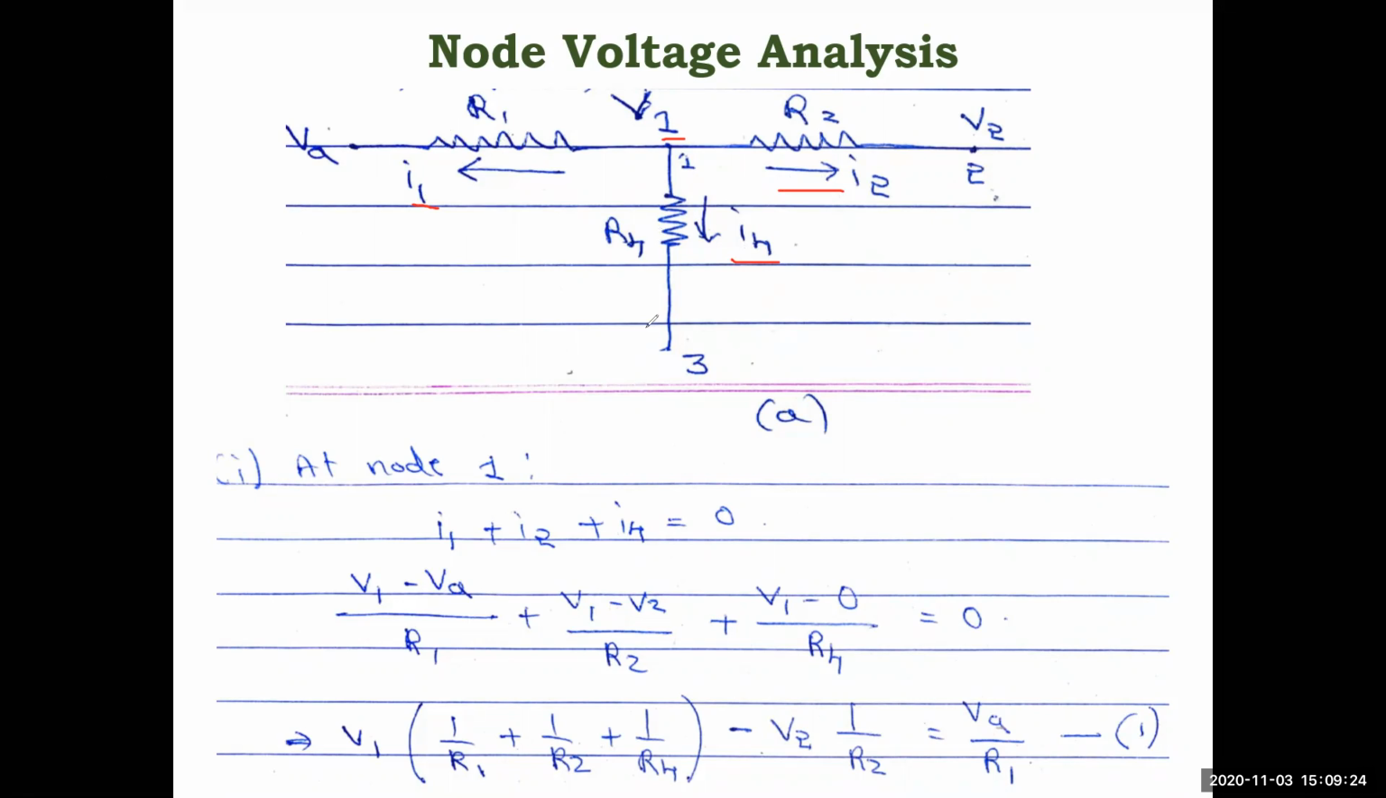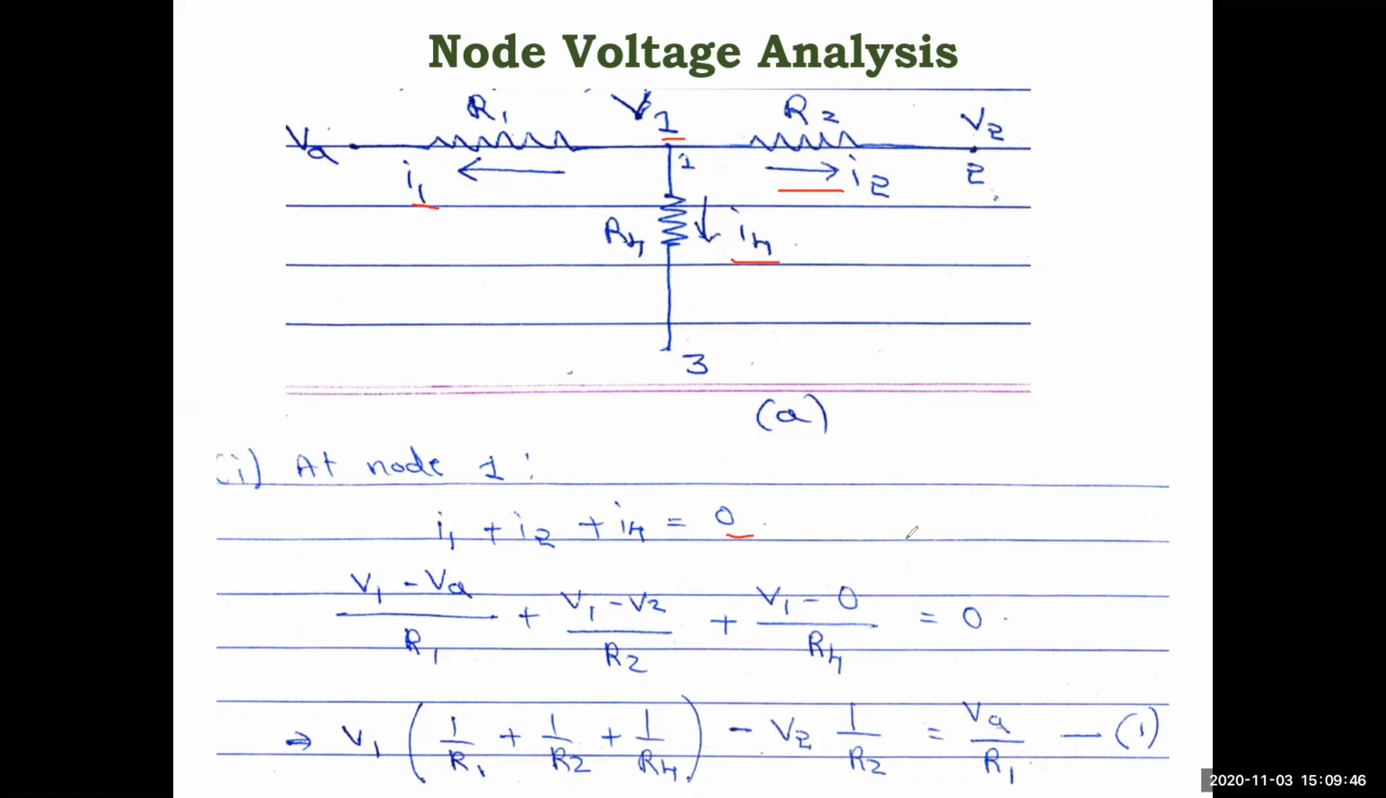Now we have to apply KCL here. For this network, if you apply KCL, what you will get? I1 plus I2 plus I4 is equal to 0, because all the currents are leaving the node. So there is no need to equate here. If some current were entering the node, then we would have written I2 plus I4 is equal to I1. Since all are leaving, the summation of all three is equal to 0.